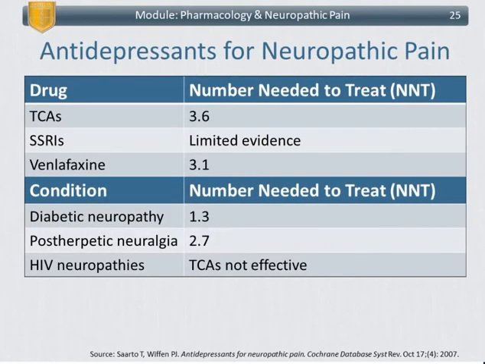Let's take a quick look at number needed to treat numbers. So for tricyclics, the number needed to treat for neuropathic pain is 3.6, and for venlafaxine, 3.1. These are good numbers. Okay, that means you're going to get pretty good pain relief in at least one patient when you treat 3.1 or 3.6 patients. Even better numbers when you look at diabetic neuropathy, 1.3, postherpetic neuralgia, 2.7. It should be noted that for HIV neuropathies, tricyclics do not appear to be effective.